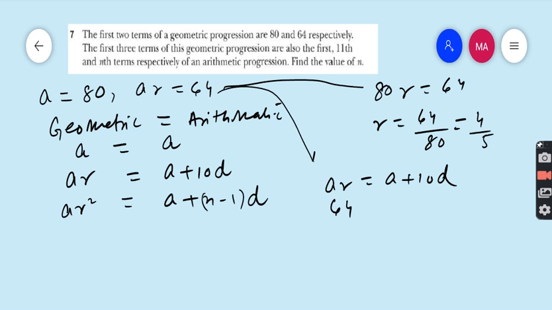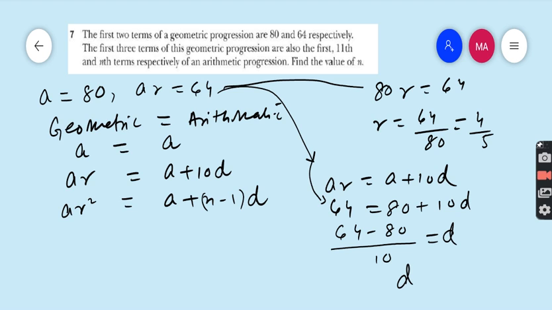From here, this is ar. a is given 80. Sorry, 80, plus 10d. So 64 minus 80 upon 10 is equal to d. Find with the help of a calculator. d is equal to, you will get minus 1.6.